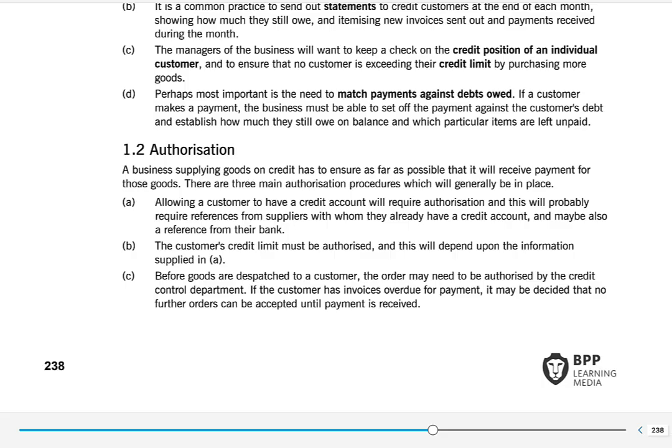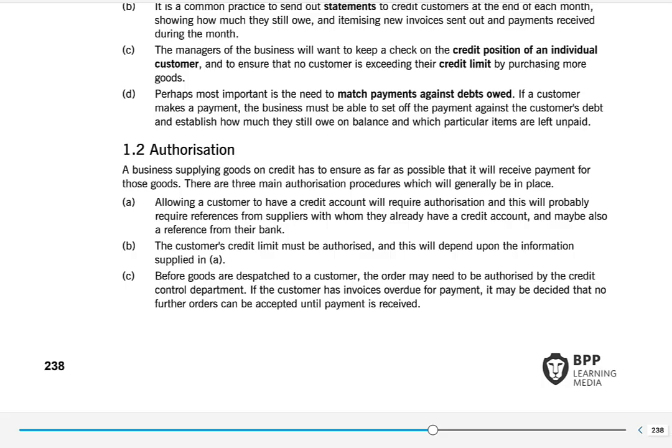Exam recommendation for Lesson 1.2. In the exam, you may be asked something like, state and explain authorization procedures for selling on credit. A strong answer is to write the 3 procedures in order, in simple business language. 1. Authorize opening a credit account using references, trade references, and possibly a bank reference. 2. Authorize a credit limit based on the information obtained. Set a maximum outstanding balance. 3. Authorize dispatch of goods by checking credit status. Stop further orders if invoices are overdue until payment is received.